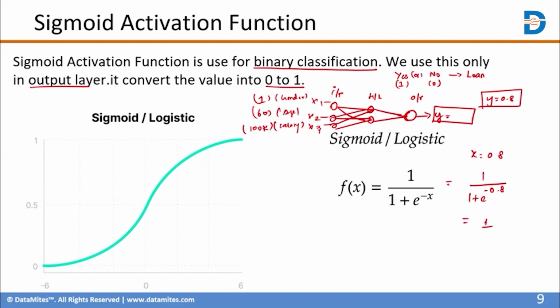Or you can make use of the sigmoid function. In the case of the sigmoid function, it usually maintains a threshold of 0.5. We have received the output y equal to 0.8, right? So if the value is greater than 0.5, then the value will be 1.